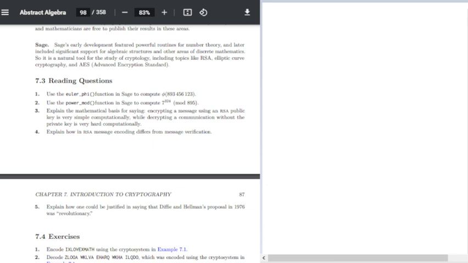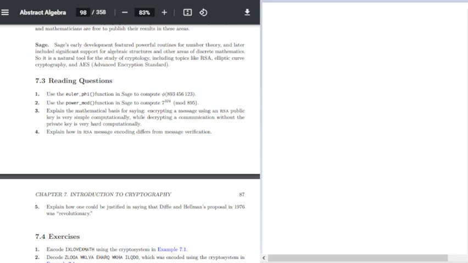Explain how an RSA message encoding differs from message verification. RSA encoding is a simple one-way function, while message verification requires a comparison of 2 different private keys in a mathematically consistent way to actually verify.